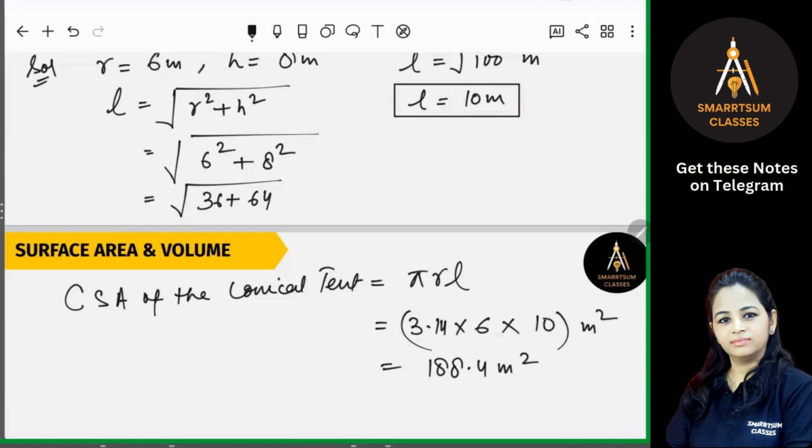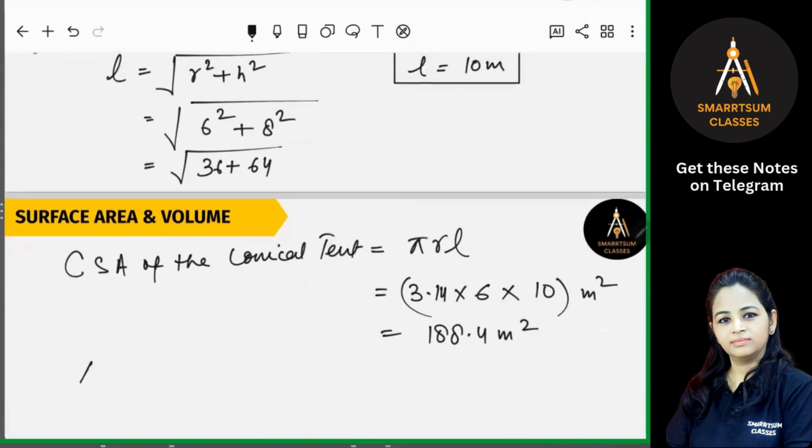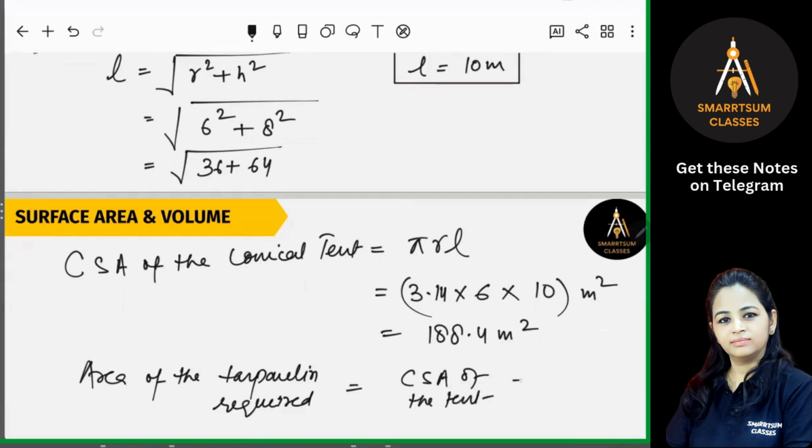Now the material required, the tarpaulin required, is actually for making the curved surface area of the conical tent. That means the area of the tarpaulin required will be equal to the curved surface area of the tent, right? How is this tent made? From that tarpaulin material. So this is 188.4 meter square.